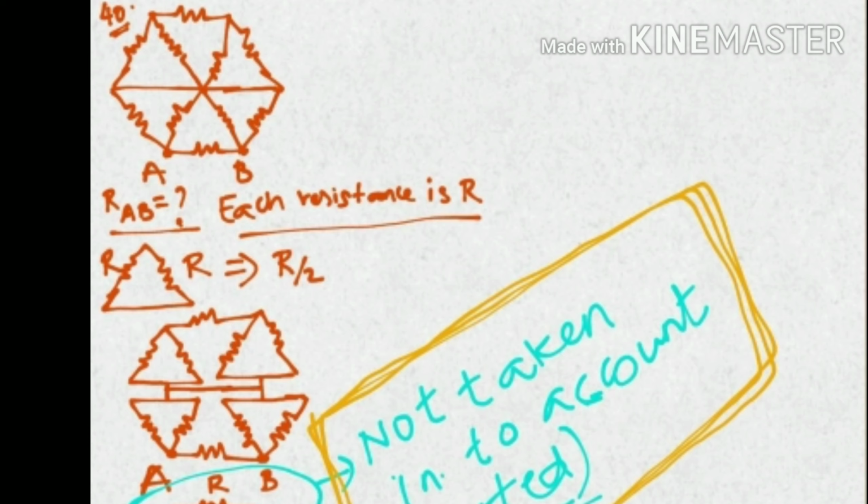In this problem, we have hexagon shaped resistors at all the sides of the hexagon. At points A and B, we want to find the equivalent resistance, the net resistance. Each resistor has a value R. And I have drawn a diagram, a small triangle. For example, two resistors connected in the same form will form a parallel combination that will become R by 2.